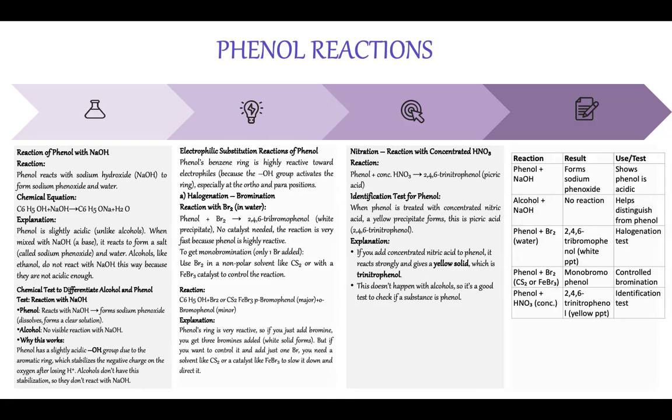To get monobromination, where only one Br is added, use Br2 in a non-polar solvent like CS2 or with a FeBr3 catalyst to control the reaction. The phenol ring is very reactive, so if you just add bromine, you get three bromines added as a white solid. But if you want to control it and add just one bromine, you need a solvent like CS2 or a catalyst like FeBr3 to slow it down and dilute it.